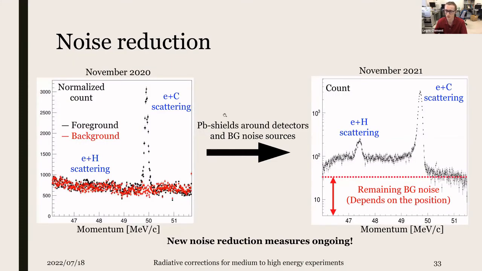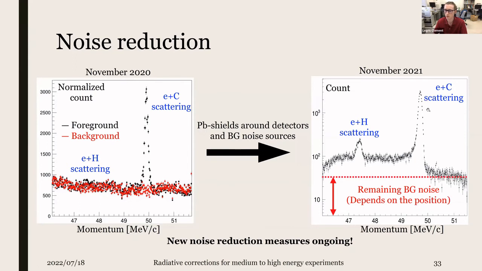Another task that has been occupying us for the last 2 years is the noise reduction. We started this experiment less than 2 years ago, and we faced a serious background problem. As you can see here, we had this very strong background, so we could see the electron-carbon scattering peak, but we could barely see the electron-hydrogen peak due to the background. But we designed several lead shields that we placed around the detectors, and we also placed several lead protections in front of the background noise sources, and we could significantly reduce the background noise.